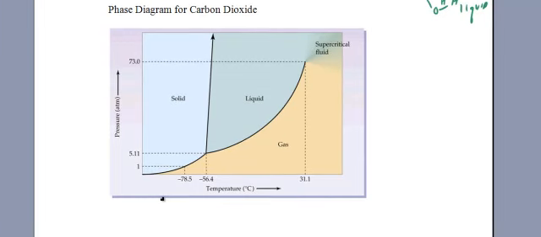And welcome back to 13.4. We're going to look at our last phase diagram. It's the phase diagram for carbon dioxide. And the first thing we want to point out is the scaling of this diagram.